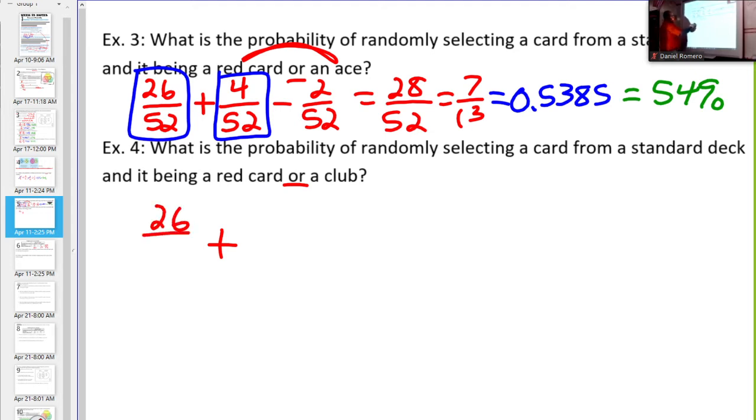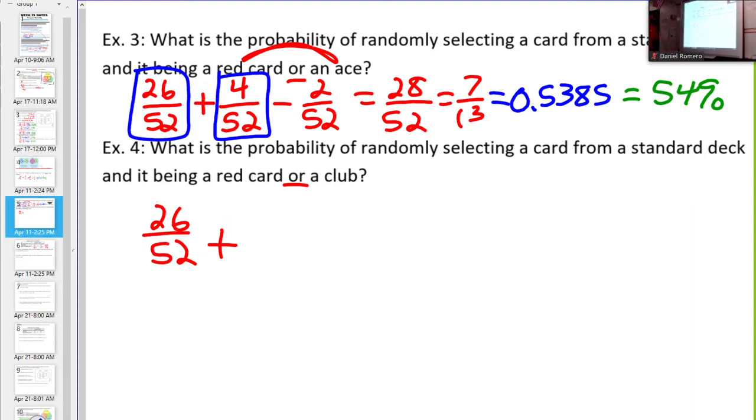Good. Now some of you may be asking yourself, but Mr. Romero, isn't that just 1/2? Because half the cards are red and half the cards are black. Yes, but because or probability involves adding, and with fractions you need to have the same denominator, I actually prefer to just leave it with 52. And you can reduce afterwards.